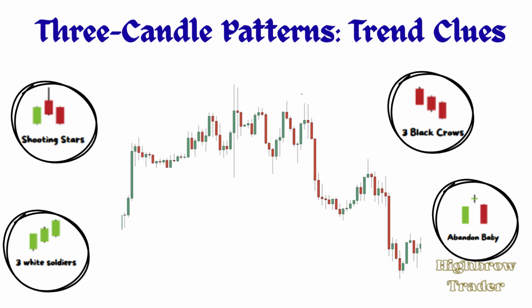Now we will learn about three candlestick patterns. These formations consist of three consecutive price bars whose combined shapes and positions reveal deeper insights into the ongoing battle between buyers and sellers. By studying how these three bars interact, through their size, order, and wicks, we can better understand potential trend reversals or continuation signals.